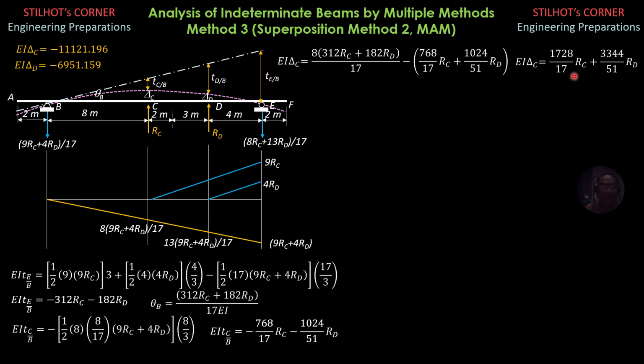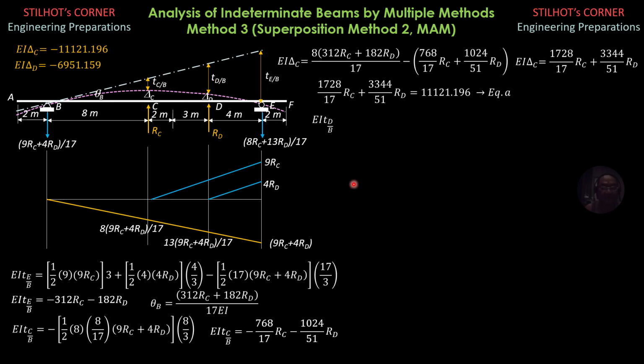And since this is positive, we equate it to this positive value also, and that serves as our first equation. 1728 over 17 RC plus 3344 over 51 RD equals 11121.196, equation A. Next, let's evaluate EI division of D relative to B, considering these areas here.